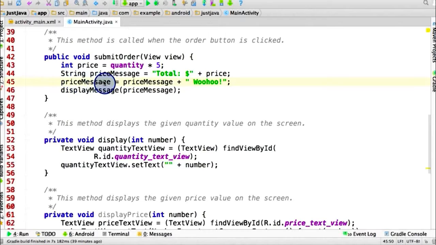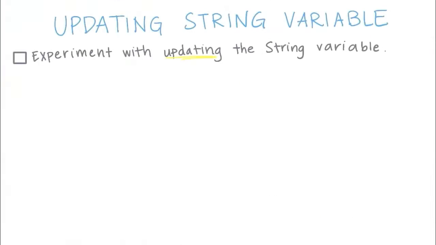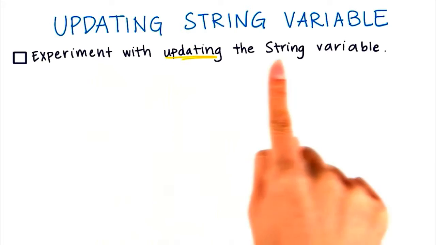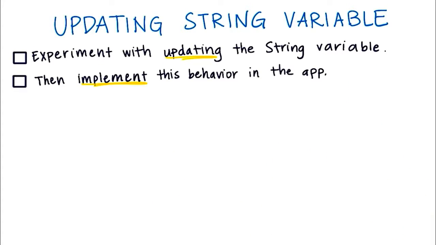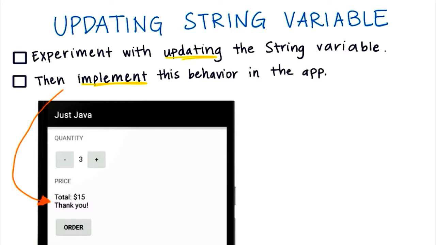Add another line of code that updates the string variable to a new value, or you can update it to the current value plus some more stuff. Once you're comfortable with knowing how to update string variables in Android Studio, then go ahead and implement this final behavior in the app for lesson 2.